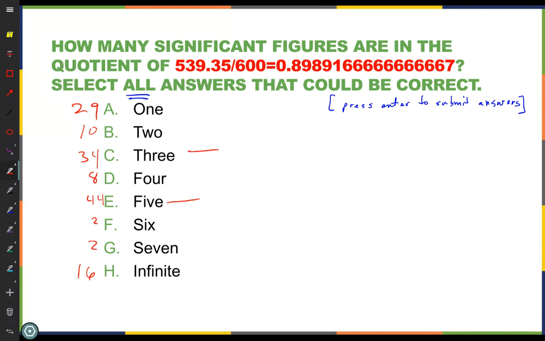Going down, I am pretty sure 29 is the next smaller one. What would be a reason to have only one significant digit as a correct answer? 600 could just be a 6. Okay, 600 could just be a 6. It could just be 1. So that makes sense. Only 10 people said 2. Anyone want to defend 2?